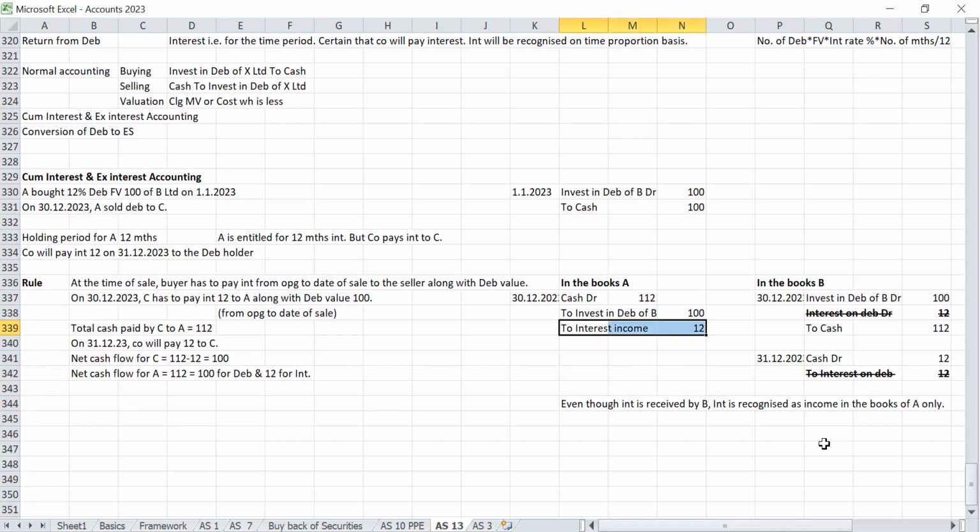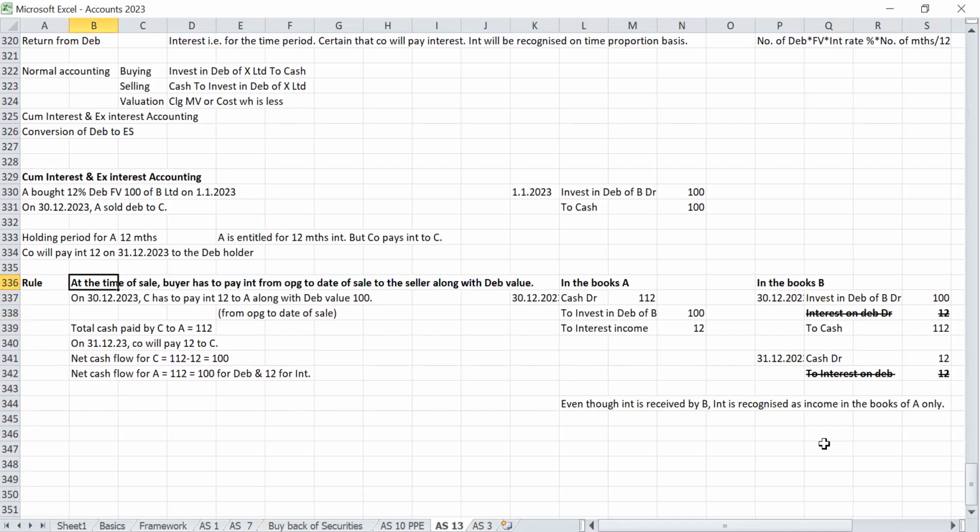Because interest income of A is there. Here it is not there. This is for conceptual understanding purpose. I will say how to solve the answer in a systematic way. First, you understand this rule. This is the heart of this topic.